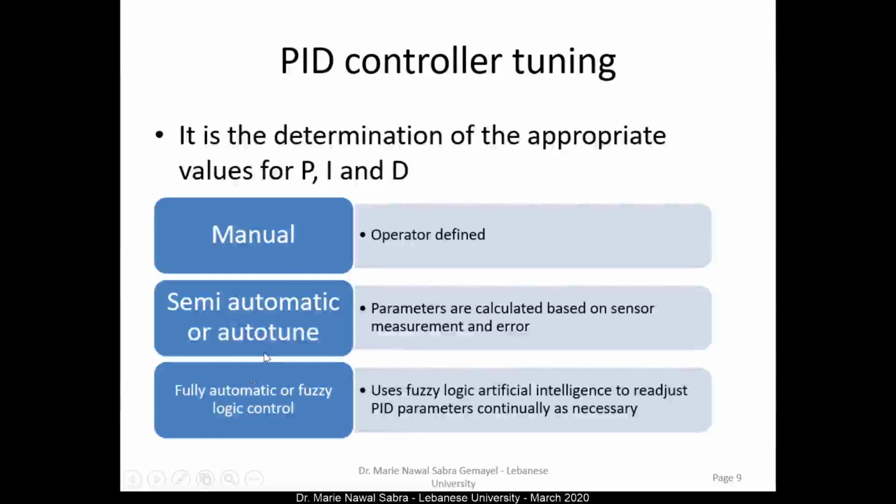We also have semi-automatic, or what we call the auto-tune, where we study the function of the machine, we calculate the parameters based on the measurements and on the error itself, and we derive the values for the optimal P, I, and D for this machine. We also have advanced control. It is what we call fully automatic based on fuzzy logic. So this uses fuzzy logic from artificial intelligence methods to readjust the P, I, and D parameters continually as the machine requires. So it can relearn the values every time the parameters change, and this is the optimal one. Of course, it is the most complicated to create.